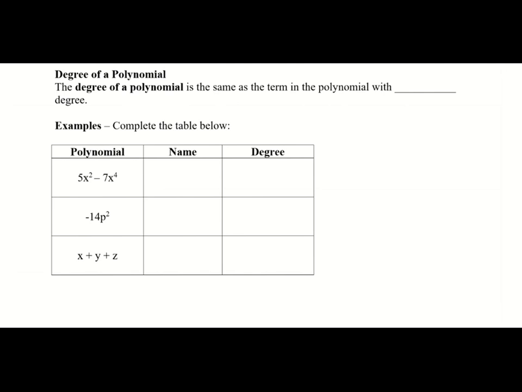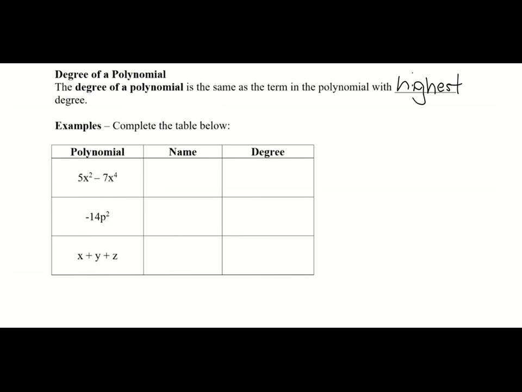All right, so next we're going to look at the degree of the polynomial. In order to find the degree of the polynomial, we are going to look at each term in the polynomial, and the degree of the polynomial is the term in the polynomial with the highest degree. So we're going to look for that highest degree.